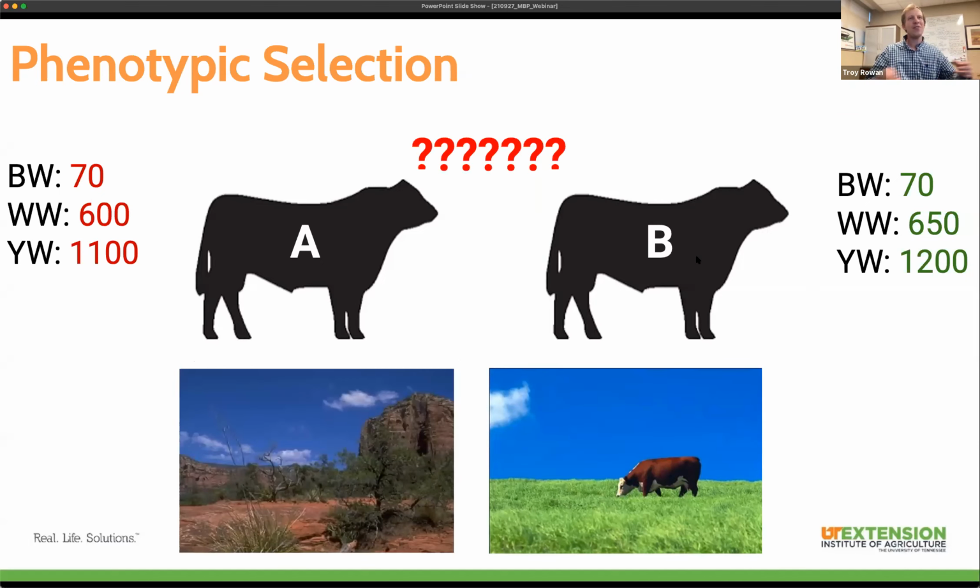But if we have these two animals and we have these two sets of phenotypes and we're trying to choose between them, and we know that bull A was raised in this really harsh environment, low nutrients, he wasn't getting a lot of help.